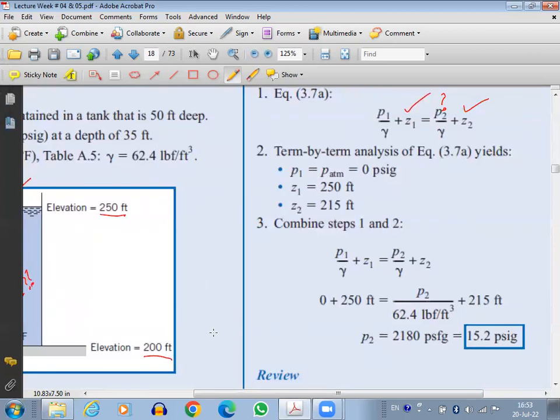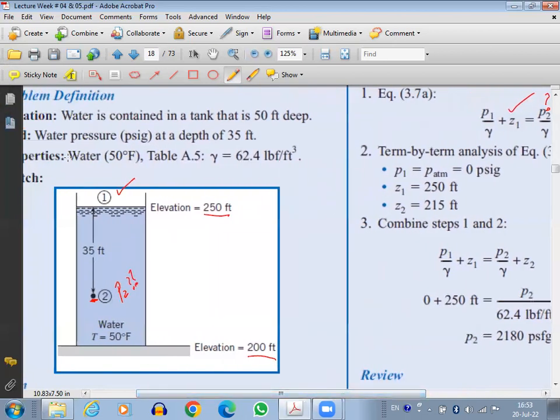P1, we know P1. Why? Because P1 is open to atmosphere. Whenever any fluid is open to atmosphere, it will have the atmospheric pressure, and for gauge readings, atmospheric pressure is considered as 0. So P1 will be 0 gauge. Here it is written: P1 is atmosphere, which is equal to 0 gauge. So we know P1.